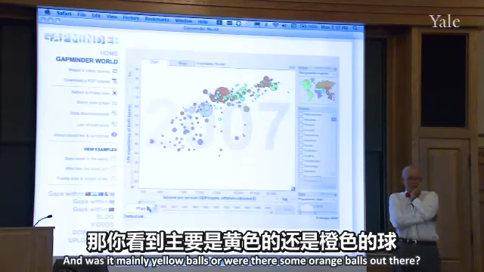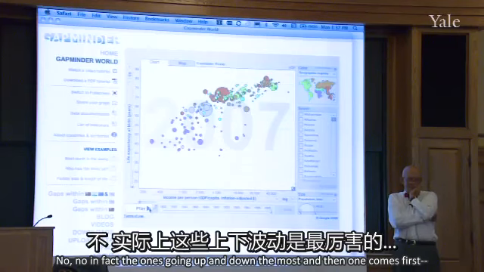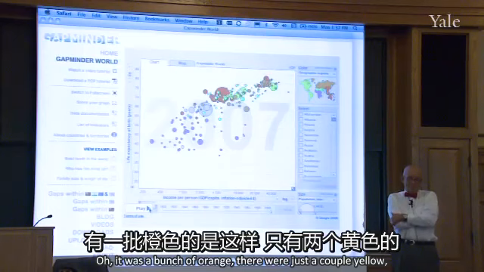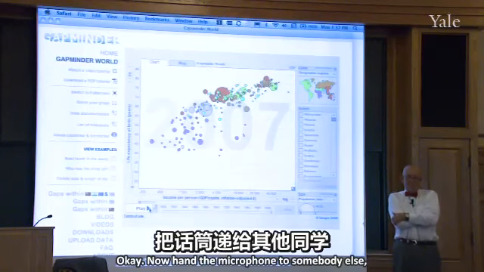And was it mainly yellow balls, or were there some orange balls out there? In fact, the ones in the lead, there was a bunch of orange. There was just a couple yellow. Okay.